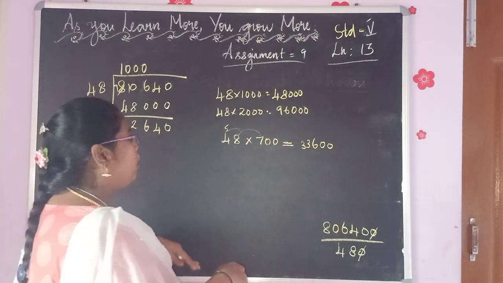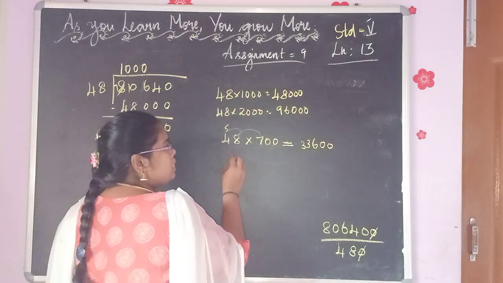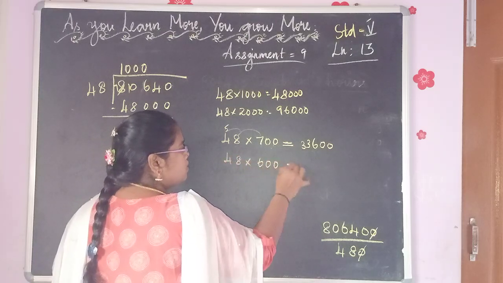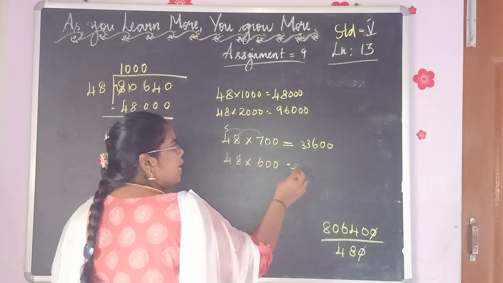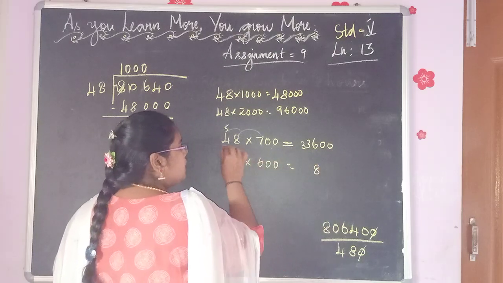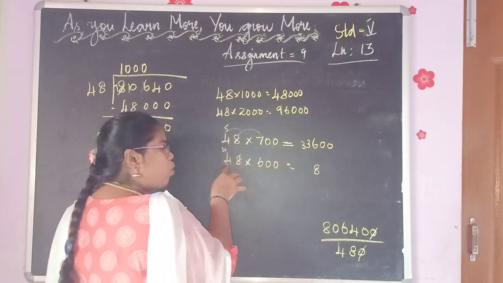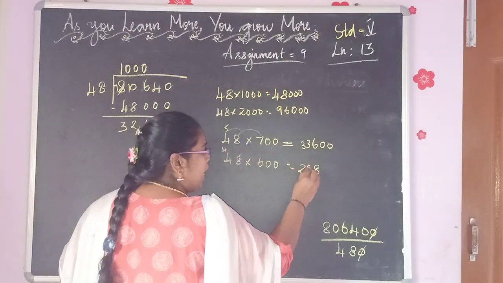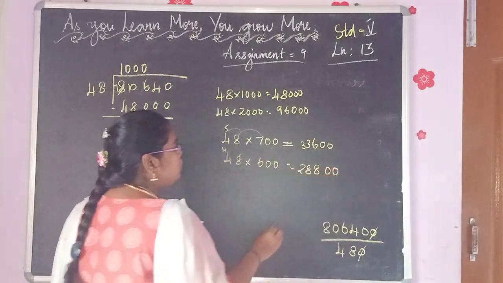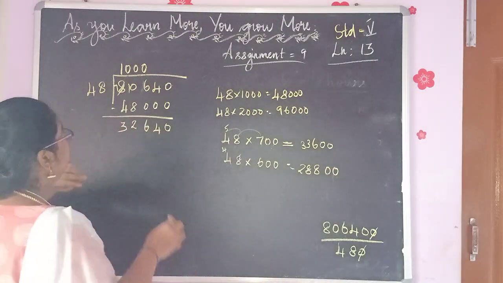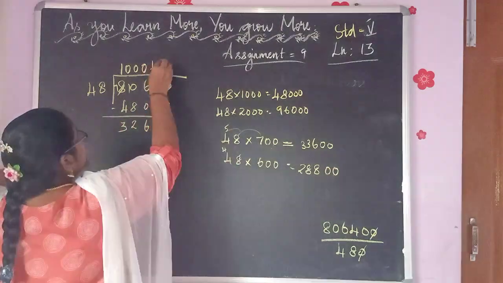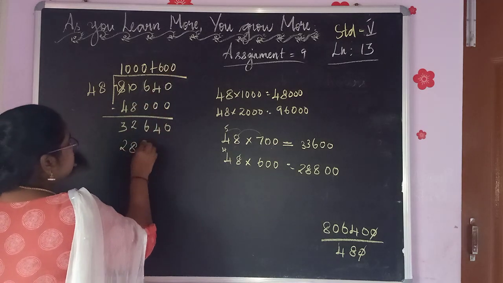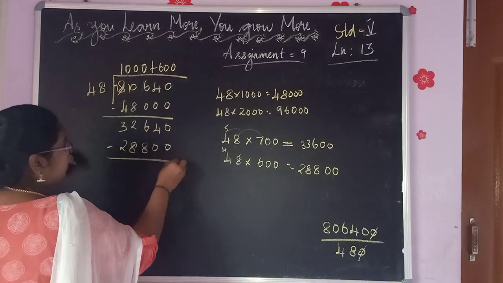So go lesser than that. What is less than 700? Minus 600. So it is 48 multiplied by 600. 6 8s are 48, 8 carry over 4. 6 4s are 24, 24 plus 4 is 28. We have to include 2 zeros. Now I will be able to subtract it. So I am putting here 600, it is 28,800. Let us subtract now.